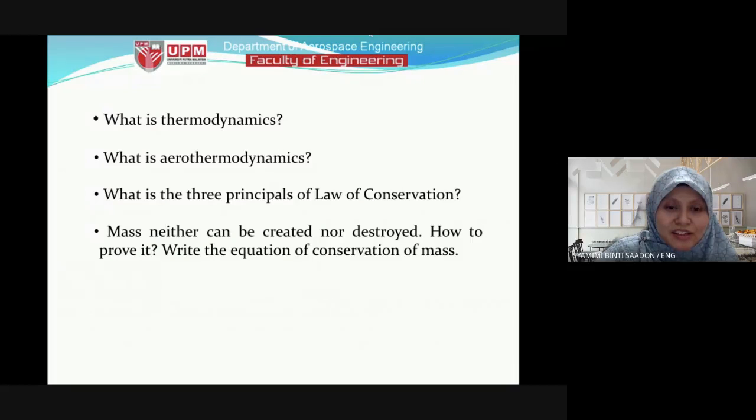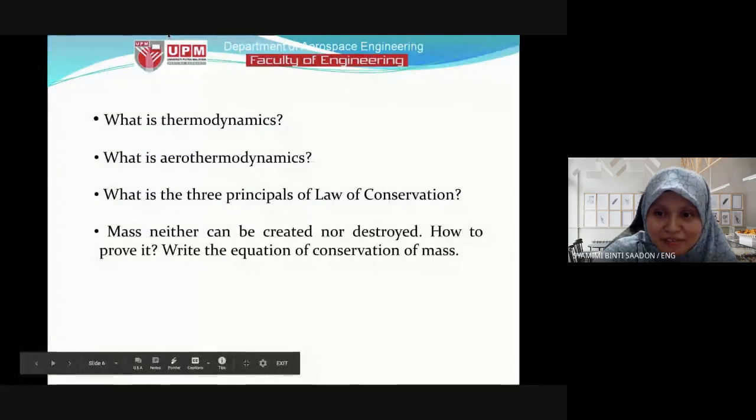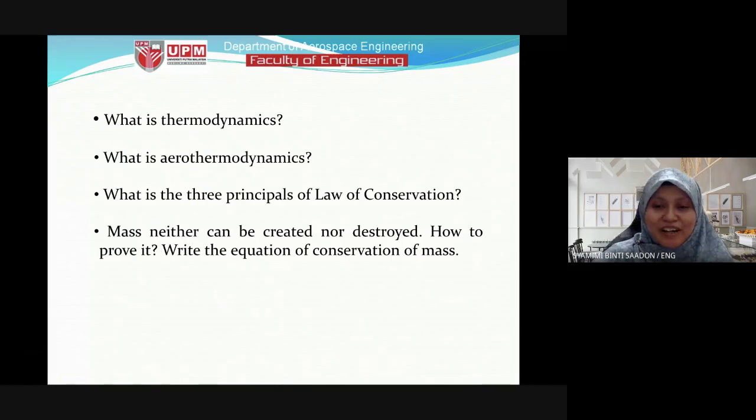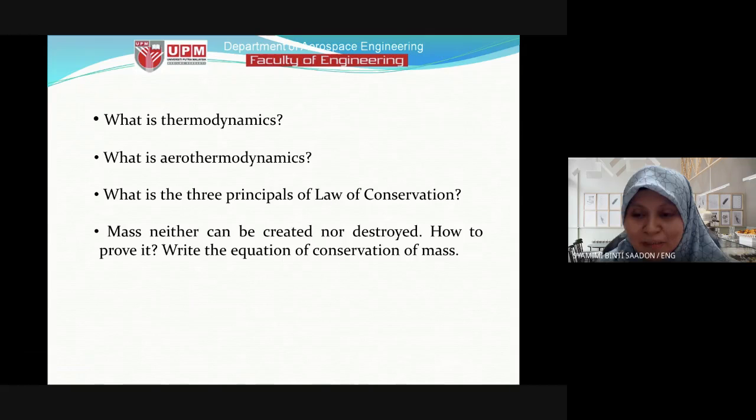So next, what are the three principles, the laws of conservation? The three principles, just name the law. Do not write the equation, just name the law. Farhan, can you open your video and give me the three examples of law of conservation?